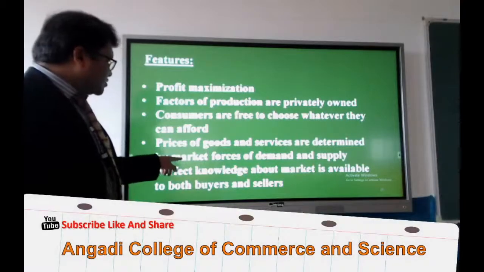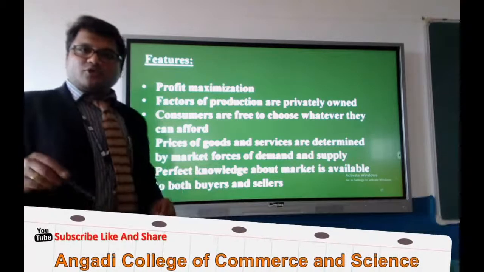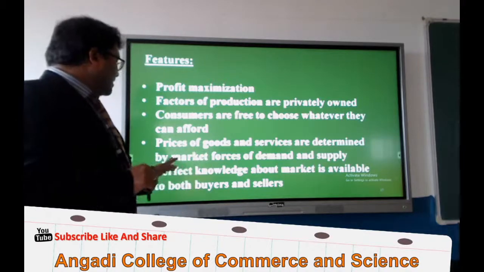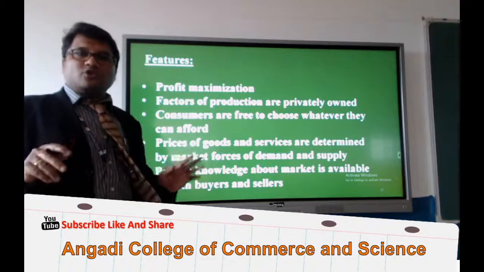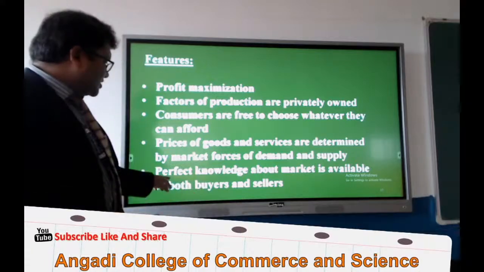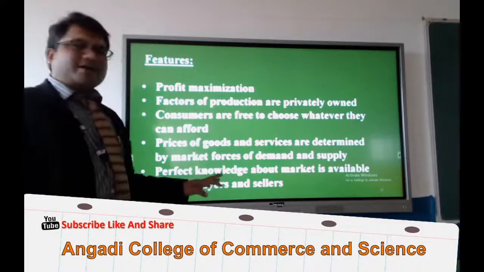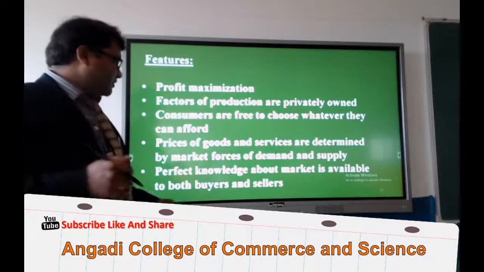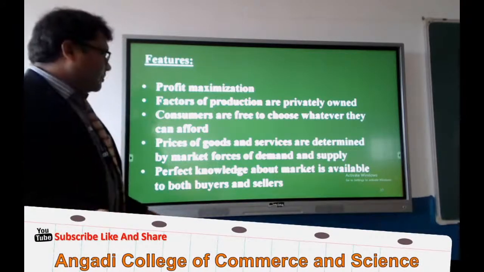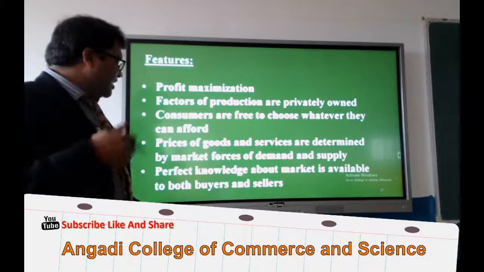Next one, prices of goods and services are determined by market forces of demand and supply. Government will not fix any prices for those goods, but they are fixed by the demand and supply forces of the market. Then next is perfect knowledge about the market is available to both buyers and sellers. In such a market, both the buyers and sellers will have perfect knowledge.